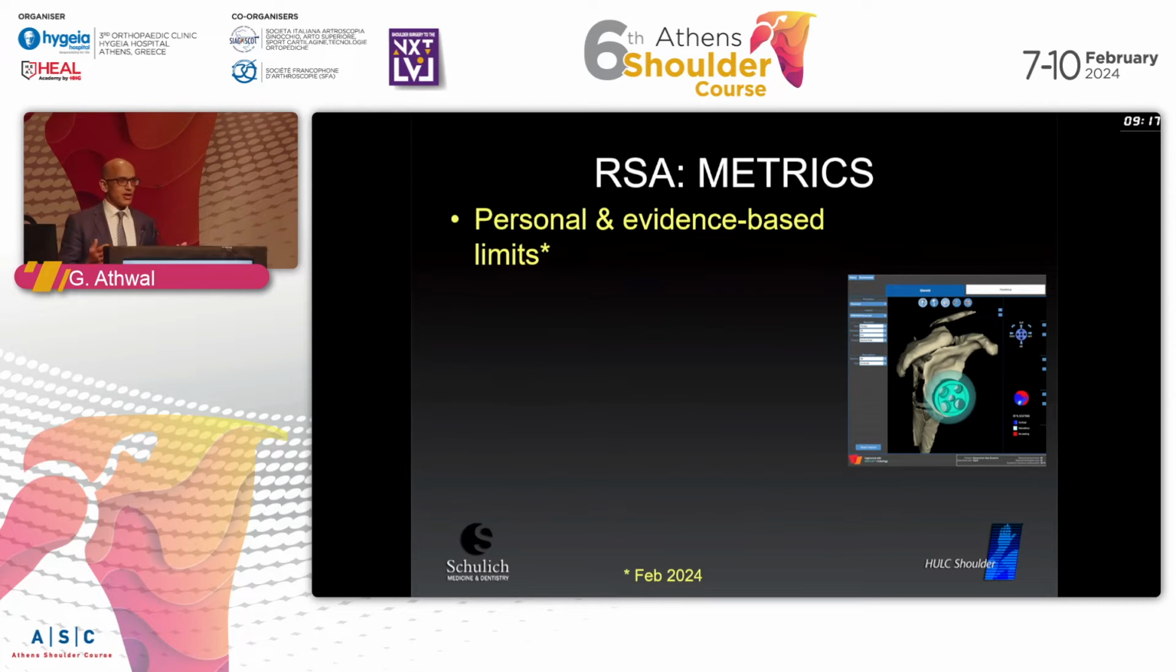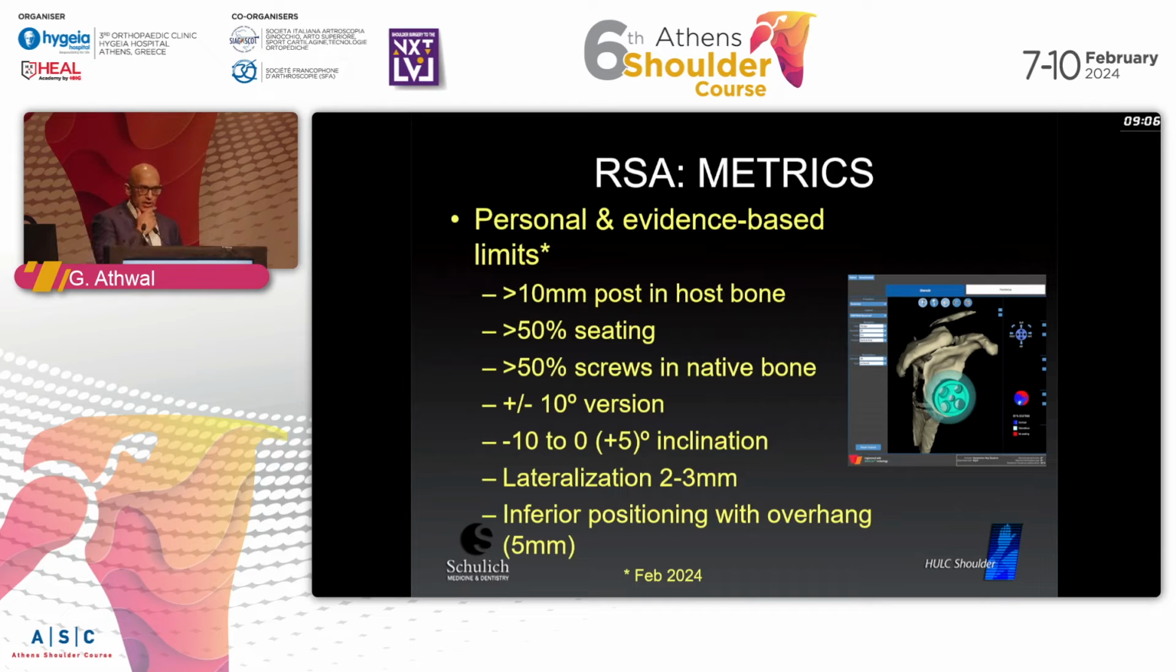So once again, as I talked about with anatomic total shoulder arthroplasty, I have my evidence-based recommendations that I believe, and also some personal thoughts that are thrown in there. This is what I believe when I'm implanting a reverse shoulder replacement, especially in revision situations. So I want to have at least 10 millimeters of my post in host bone. Ideally, I want greater than 50% seating of the backside of the glenoid base plate, whether it's on allograft or host bone, it doesn't matter. I want greater than 50% of my screws in native bone. And this is a technique or some metrics I learned from my good friend Ludwig Seebauer in Germany.